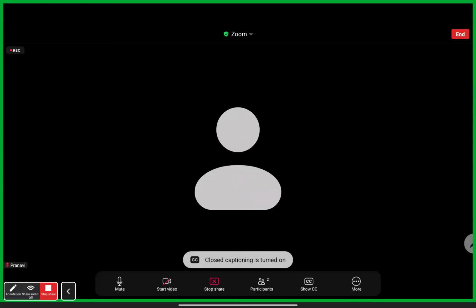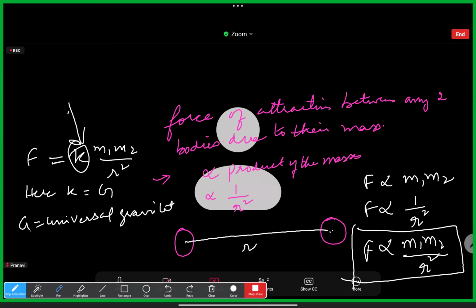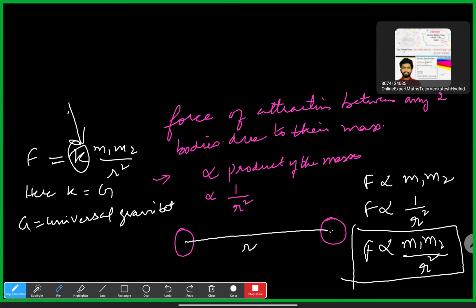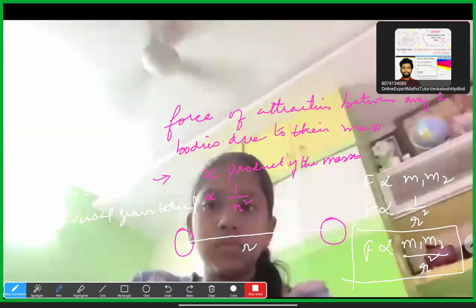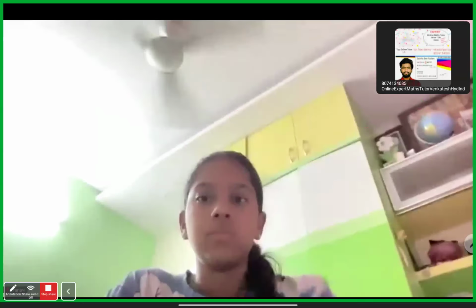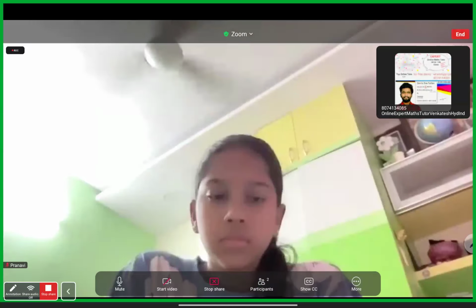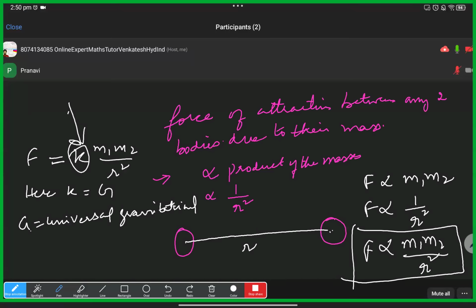So here in this particular case, k is given as G, which is the universal gravitational constant. And that particular value is given as 6.673 into 10 power minus 11.